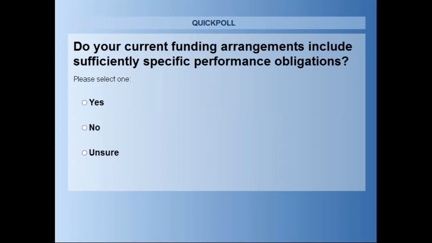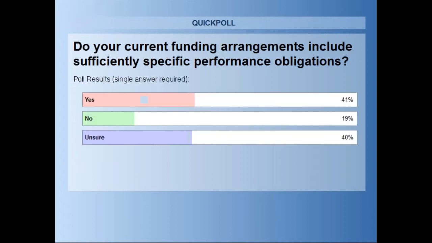So if everybody could participate, now if you're not a not-for-profit entity, but maybe you've got not-for-profit clients, maybe think about your biggest not-for-profit client. Do you think they've got sufficiently specific performance obligations, yes or no? I'll give it another 10 seconds and then we'll see if we can analyze the results and what our participants are telling us.